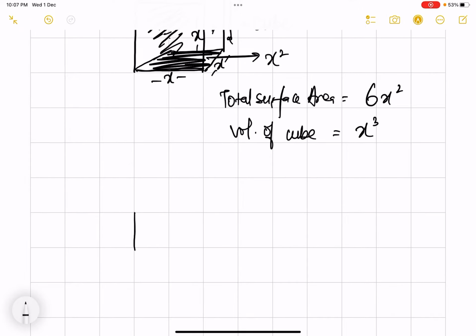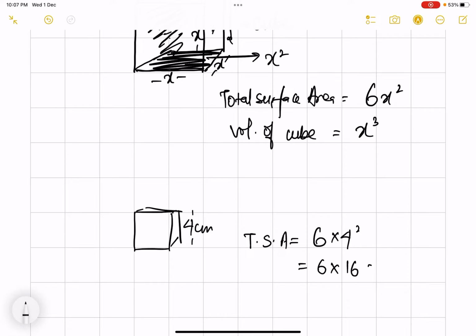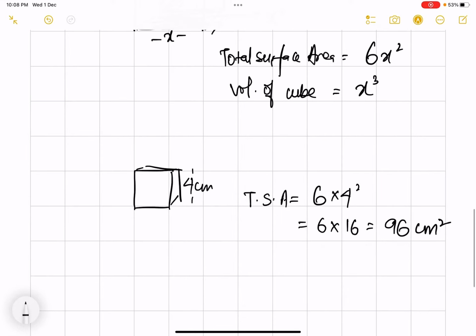Imagine I give you a cube whose each side is 4 centimeter. What will be its total surface area? It will be 6 times 4 square, 6 times 16. That's 96 centimeter square. And if I asked you the volume of this structure, the volume will be 4 cube.